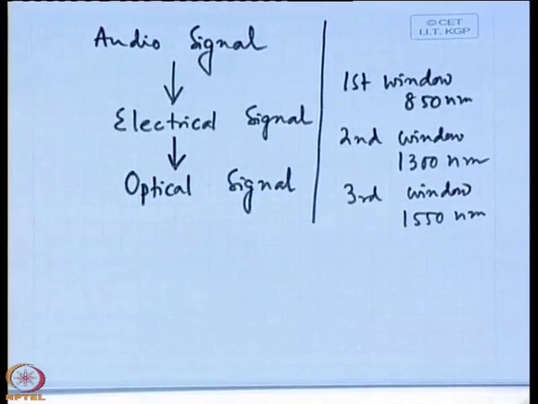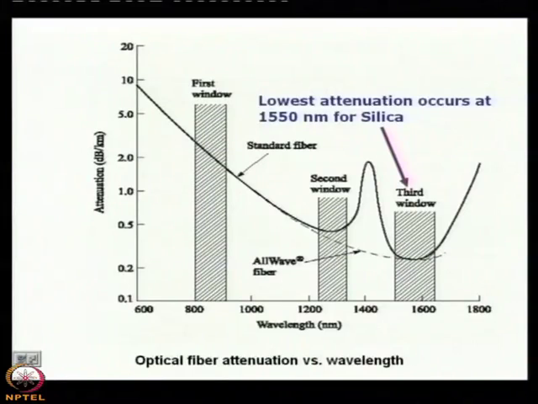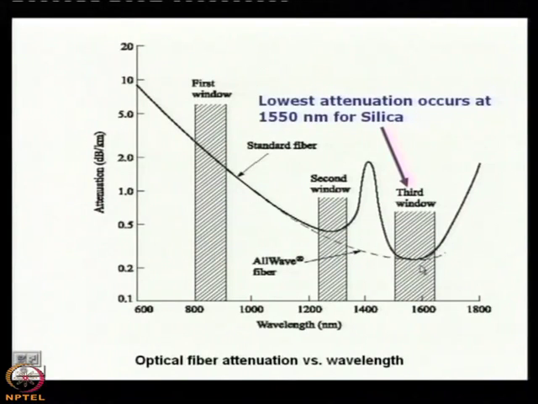We have three windows, and these are known as windows because the attenuation is minimum at those three wavelengths. What was the lowest attenuation? It is in the third window, and the maximum loss was in the first window. If you compare the three windows, the lowest loss is in the third window, almost 0.3 decibel per kilometer. The value in the second window is almost 0.5 decibel per kilometer, and in the first window it is almost 2 decibel per kilometer. So, there are three windows.